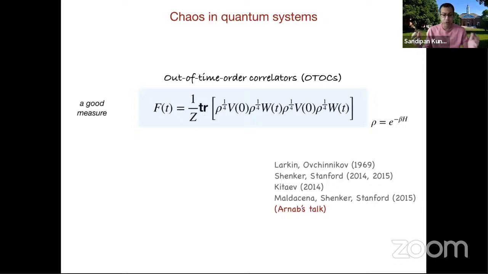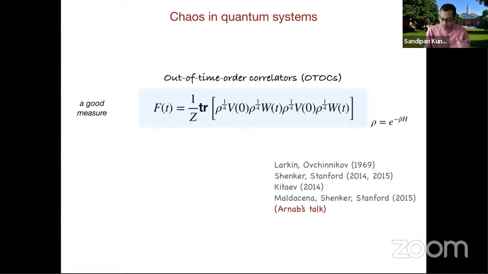Thankfully, we have known for a long time that out-of-time-order thermal correlators are good measures of quantum chaos. For example, the OTOC is like this. It's a four-point out-of-time-order correlator. We have two different operators, V at t equals 0 and another operator W at t, and all the operators are simple operators. And rho here is the thermal density matrix, and beta is 1 over temperature.